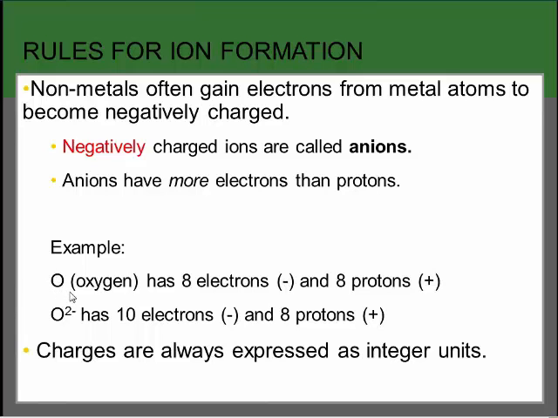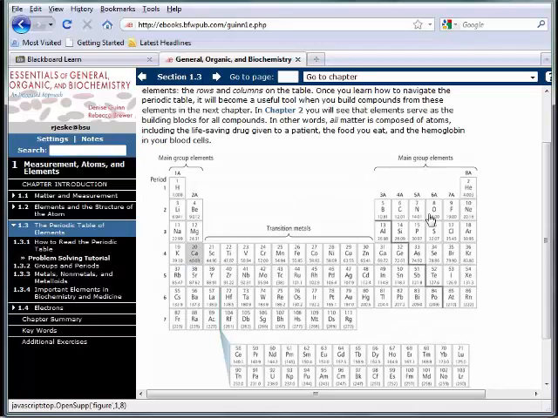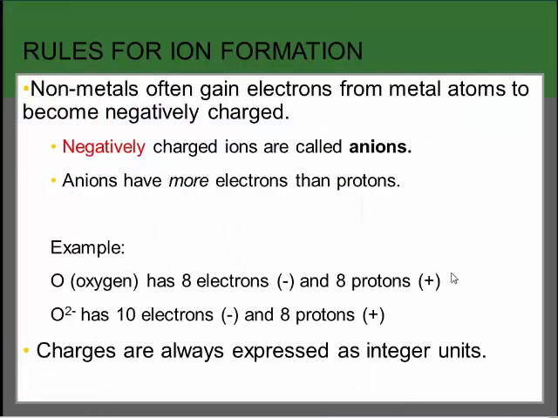For example, oxygen starts off with 8 electrons and 8 protons. Again, we see oxygen right here, element number 8. Neutral oxygen has 8 electrons and 8 protons. If it were to gain some electrons, say 2, to have 10 electrons and 8 protons, now the oxygen would have a 2- charge. It has 2 more electrons than it has protons. And these charges will always be integer units. We'll never have a 1.5 charge on an ion.